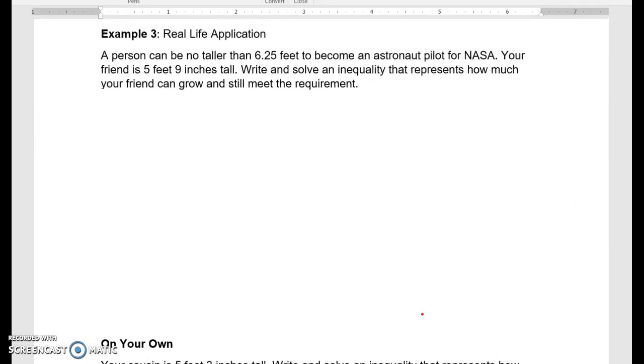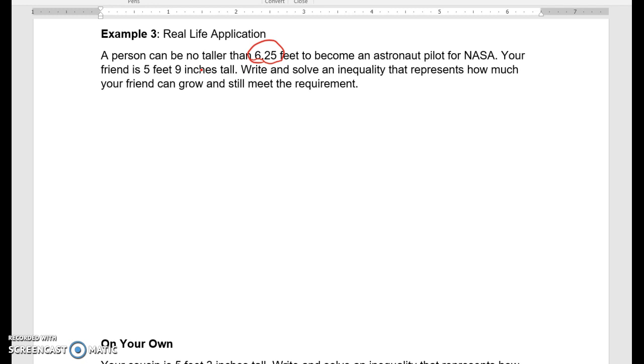So a person can be no taller than 6.25 feet to become an astronaut pilot for NASA. Your friend is 5 feet 9 inches tall. Write and solve an inequality that represents how much your friend can grow and still meet the requirement. So the first thing I'm going to do is I just want to figure out what 6.25 feet is. That .25, I want to convert that to inches just to see what the tallest can be.